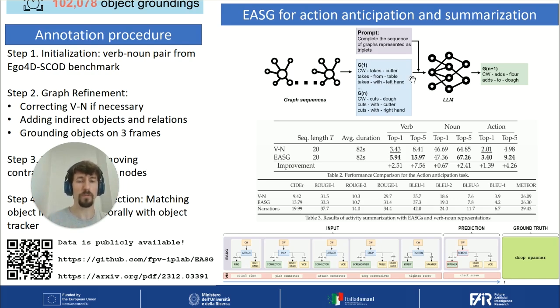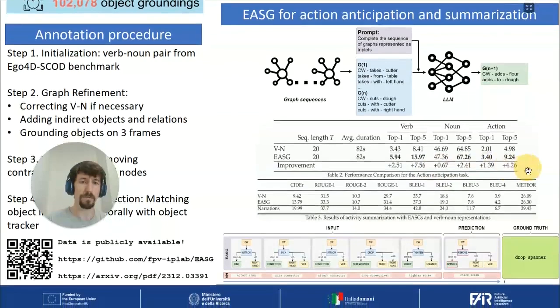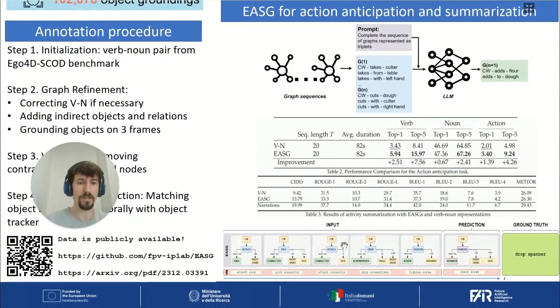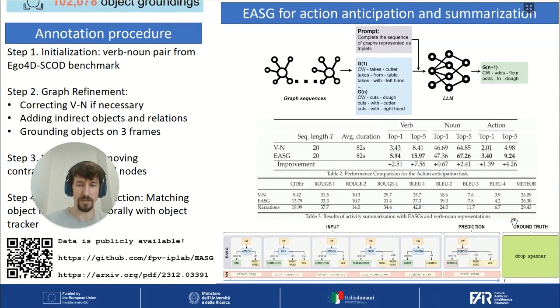And what we do is we basically feed these sequences to an LLM and ask it to predict the next action in a verb-noun form to perform the action anticipation, or to summarize the whole video described as this set of activities. And for both experiments, we see that the egocentric action scene graph representation allows us to achieve better results, both for action anticipation and for long-form summarization.